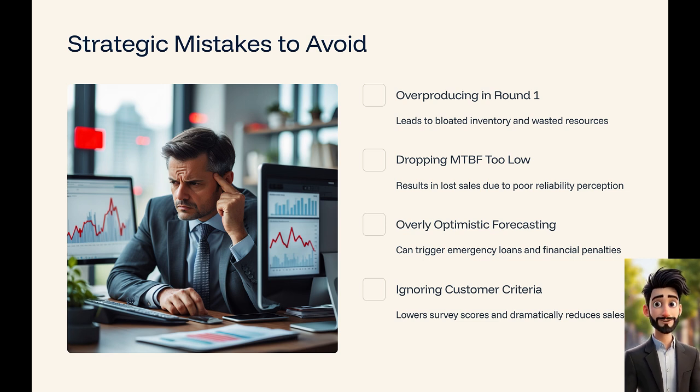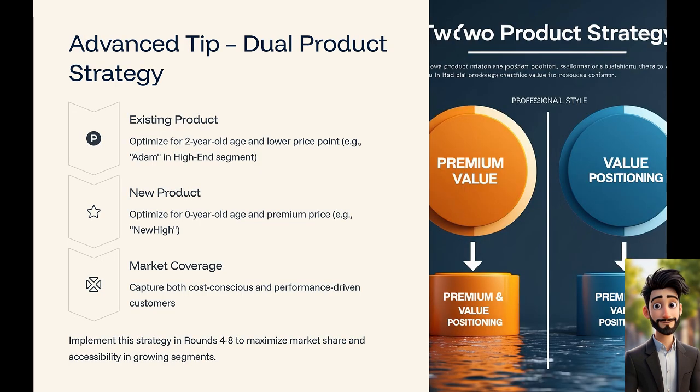Mistake 4, ignoring customer criteria lowers survey score and kills sales. Mistake 5, raising automation too fast slows R&D for segments like high-end. Always double-check your revision dates, forecast logic, and financial projections before submitting each round.